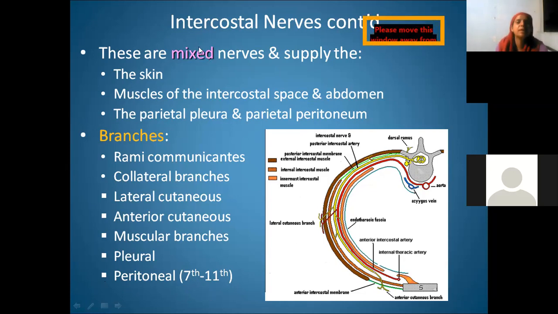Okay, so these are intercostal nerves. Like in each space, we have 11 spaces and then 11 intercostal nerves. 12th one is subcostal, the last one. So these are mixed nerves. That means they have sensory nerve fibers and motor nerve fibers. That's why they are called as mixed nerves. Okay, they supply skin, muscles of intercostal space, parietal pleura in the thorax, and parietal peritoneum in the abdomen. So in your textbooks also good pictures are given, but practice the diagram and give this information.